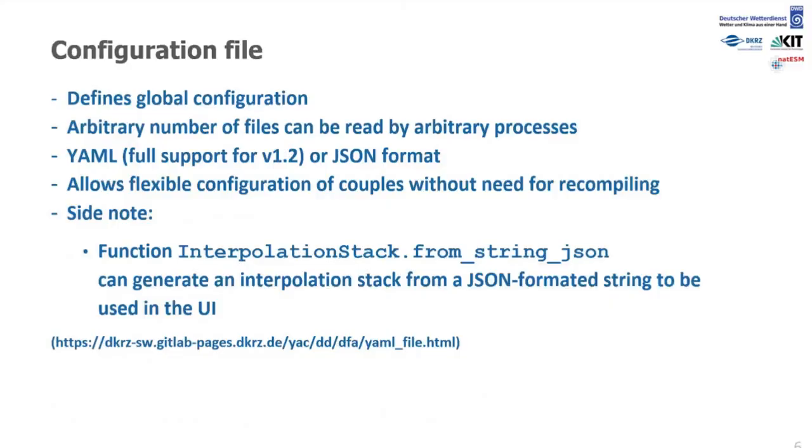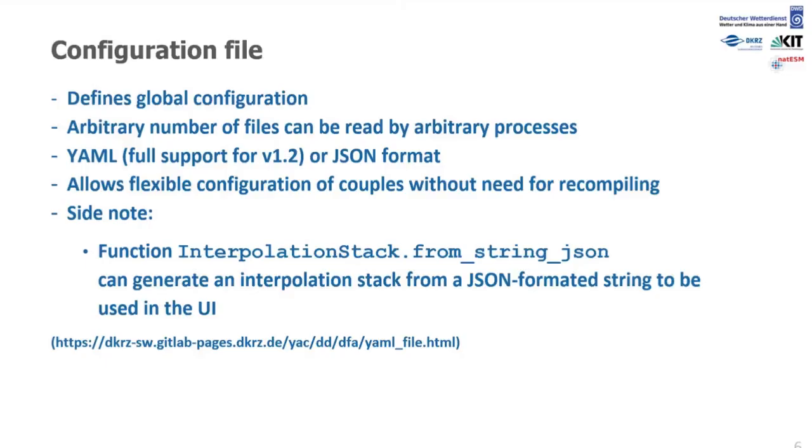As I mentioned before, we have a configuration file which defines the global configuration. You can read in an arbitrary number of different configuration files, and these can be read in by any process. A single one, all of them, doesn't matter, since we synchronize the different definitions afterwards anyway. Usually when you write a configuration file, you would use the YAML format. We fully support YAML version 1.2, which has a lot of nice features, which we'll come to later. You could alternatively also use the JSON format.